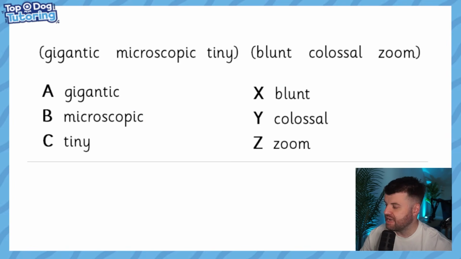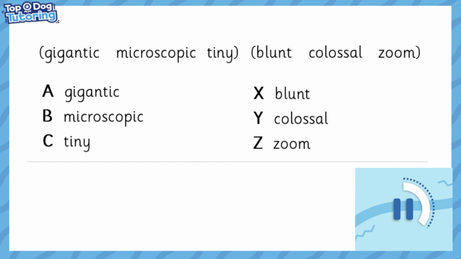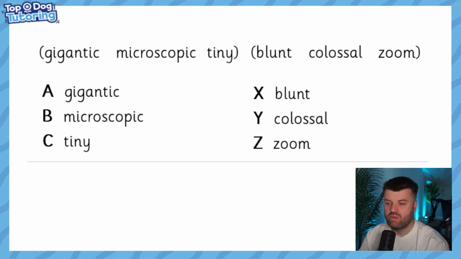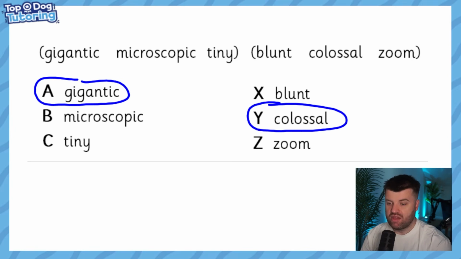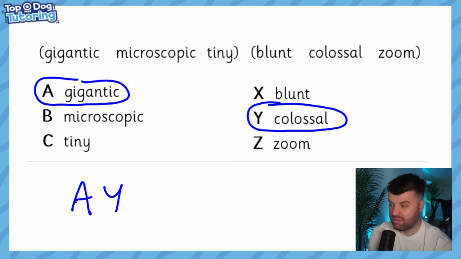Here's another question typed in now, and this is all about vocabulary level. So see if you can find the synonyms here. Okay, so we've got gigantic, microscopic, tiny, blunt, colossal, and zoom. You won't be able to answer this question with pure confidence straight away unless you know what these words mean. So if you do know what these words mean, you're going to go straight in and take a look. Colossal means really big, gigantic means really big. So the answer is A. They both are synonyms for big. They both mean the same thing.